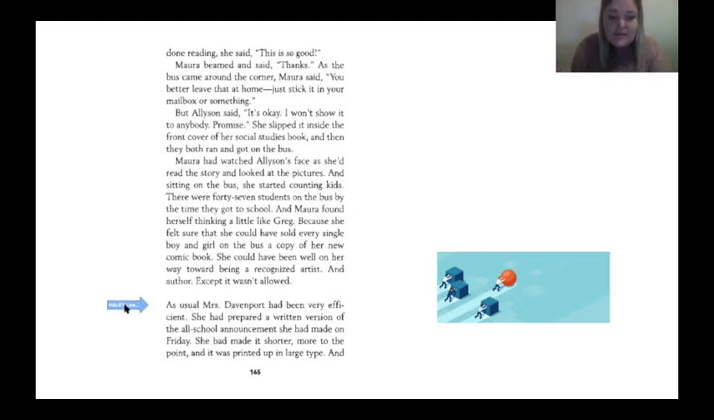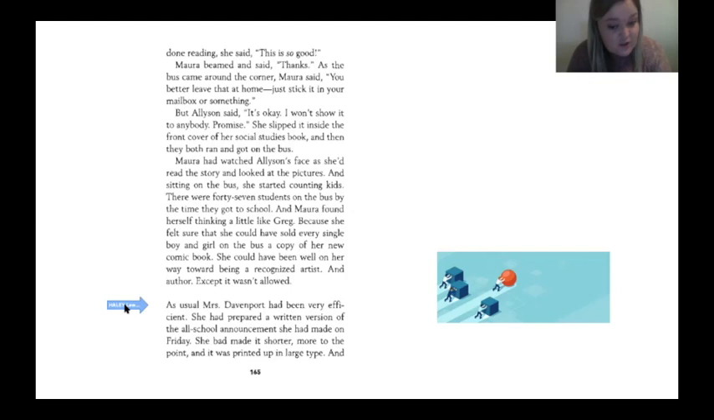As usual, Mrs. Davenport had been very efficient, so she's doing a really good job in having it already done. She works really well. She had prepared a written version of the all-school announcement she had made on Friday.